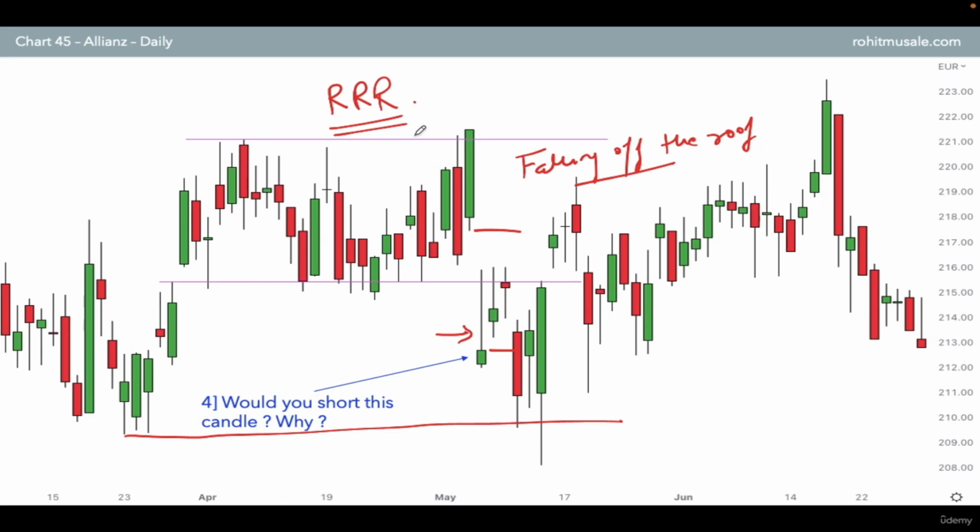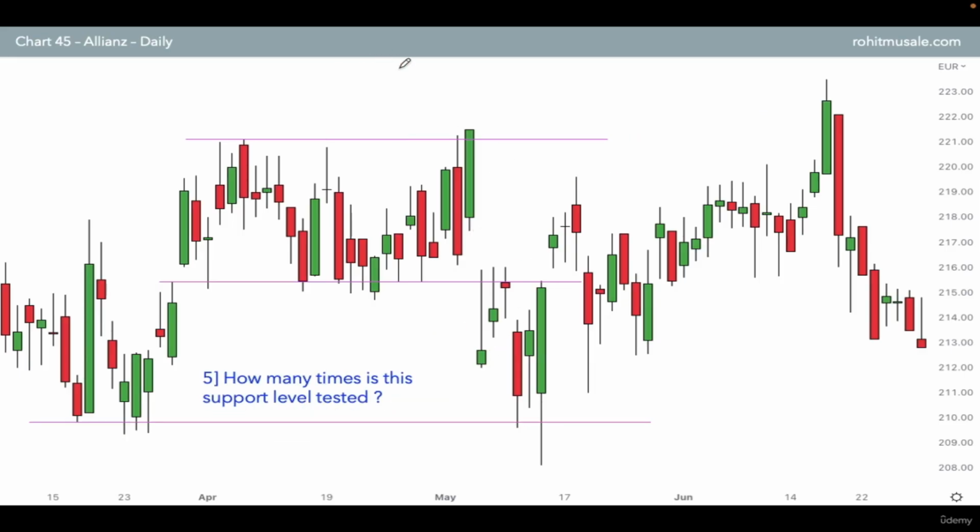So just identifying the false breakout is not enough. You have to look at the context in which that candle has occurred. If it's a poor reward to risk ratio, you don't take the trade. Number 5, how many times is this support level tested? That's very easy. So you have support here. So 1, 2, 3, 4, 5. 5 times that support level has been tested.